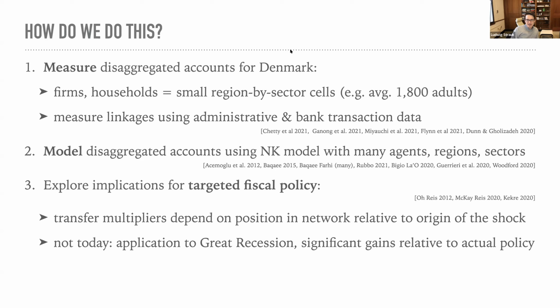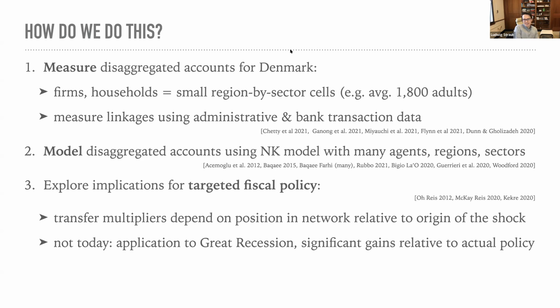data. So with this measurement exercise, we're then going to use the linkages that we see in the Danish data and put them into a New Keynesian model that has many agents, regions, and sectors, and is a mix of a bunch of different recent papers on this topic. And then we're going to explore implications for targeted fiscal policy.